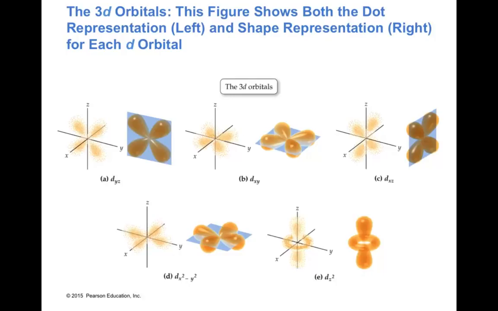Remember, you start to see this type of orbital in shell number 3. You're not going to see this in shell 1, nor in shell 2, but you can find it in shell 3, 4, 5, or 6. You can have a 6d, okay?